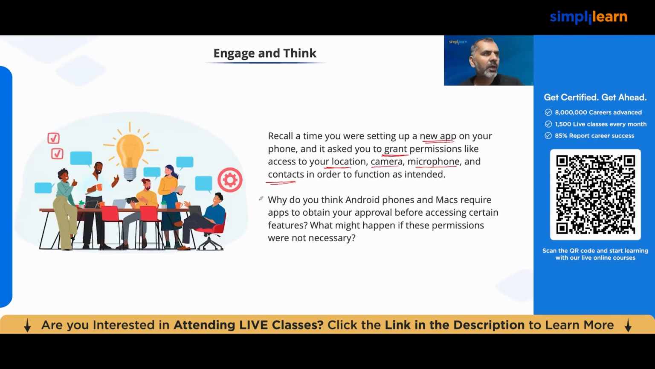The question is, why do you think these phone or iOS applications need to obtain your approval before accessing certain features? What might happen if these permissions were not necessary, guys? What do you think? What can be the consequences if we do not put these kinds of restrictions, or if we do not make the user aware about the access of these different features and services of your phone, guys?